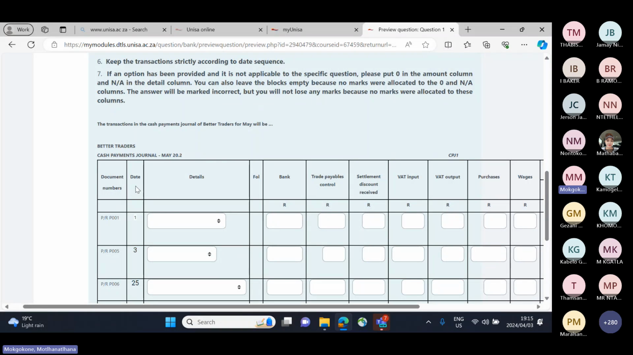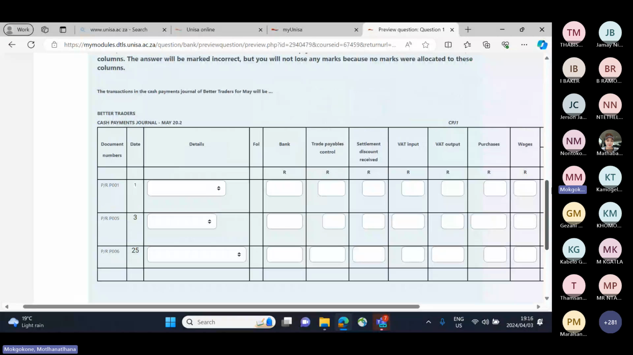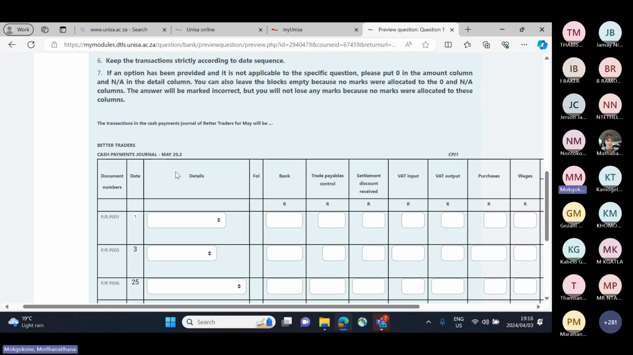Here the document numbers are given. Also the date is the day the transaction took place. Here the transactions were given to make it easier for you. Then here under details column, this is our cash payment journal. And I said under cash payment journals, we record all cash paid out of the business. Cash paid out by the entity are recorded under the cash payment journals. Money coming out of the business are recorded under cash payment journals.